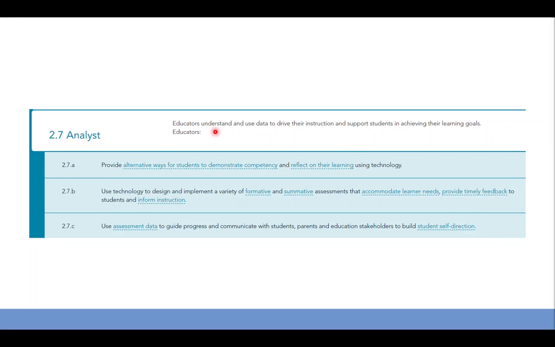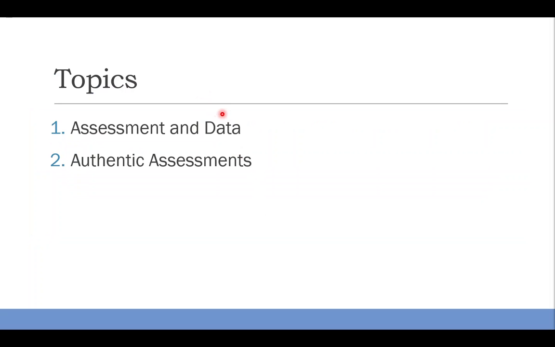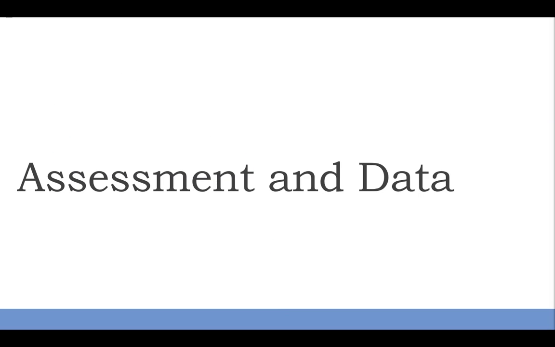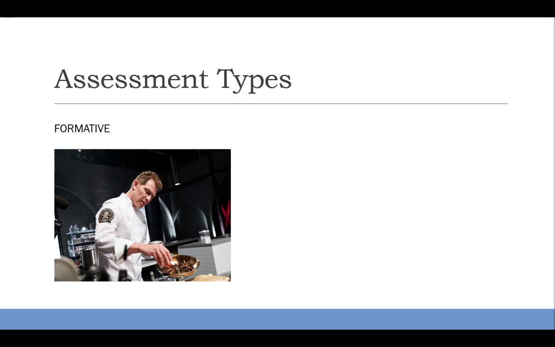All right, so this first part of the video is mostly going to be on 2.7c, and then the second part is going to be more on the A and B. Because this first part, we're going to talk specifically about assessment and data, and then we're going to talk more about authentic assessments and alternative assessments. So assessment and data. So first of all, there's two primary types of assessment that educators usually talk about.